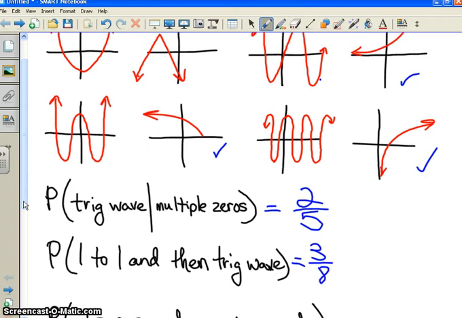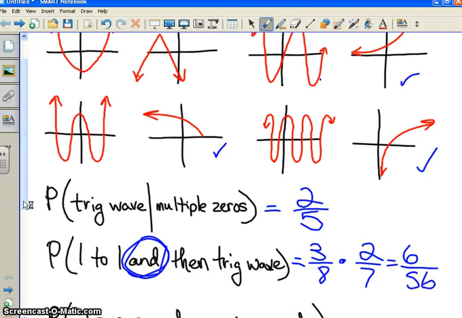Now in this case, let's say he leaves one of those cards out, the one he picks, so there's only going to be 7 left over. And how many of those 7 are trig waves? Just the sin and the cos. So that's 2. And we are going to multiply those 2 fractions together because of the word and. We want both things, both cards to happen. So that gives him a 6 out of 56 chance of picking a card that's 1-to-1 and picking one that's a trig wave.